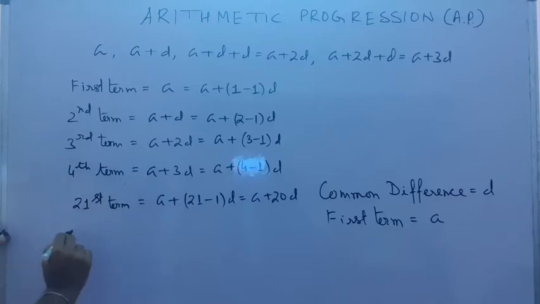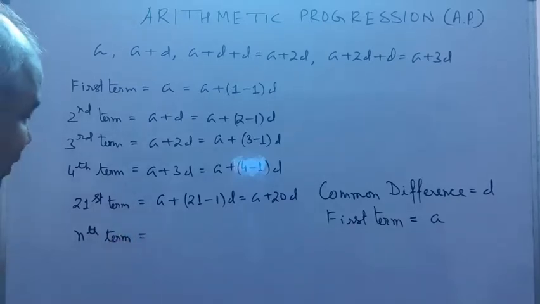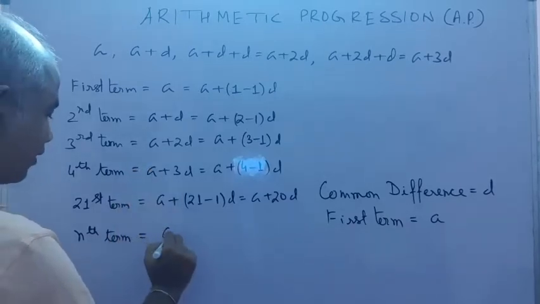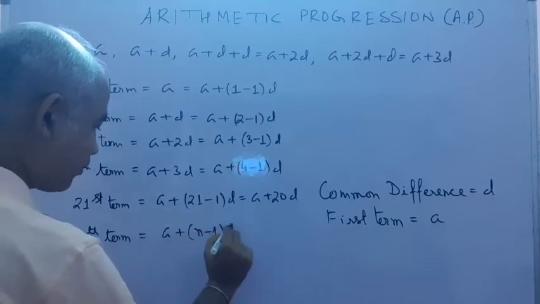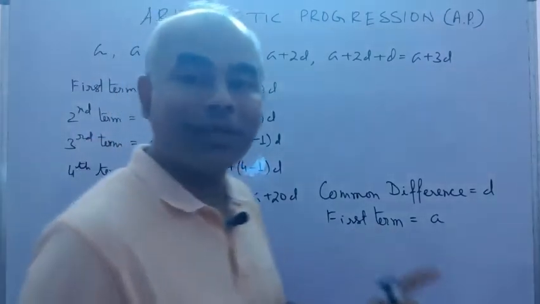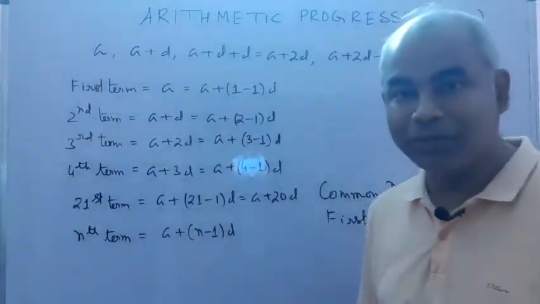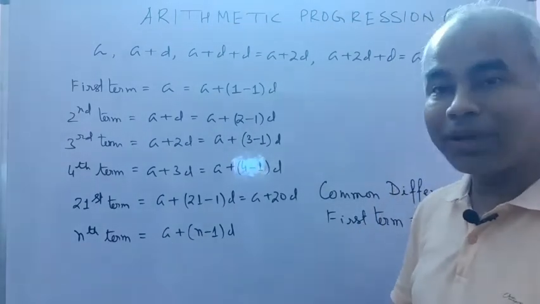Similarly, if I want to find the nth term, it means the position is n. So observing this, I think all of you can now understand what this term will be. It is a plus n minus 1 into d. Okay, nth term is a plus n minus 1 into d. So what is the nth term of an AP? It is a plus n minus 1 d.